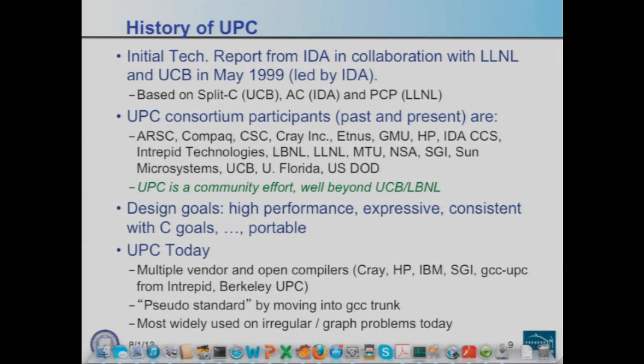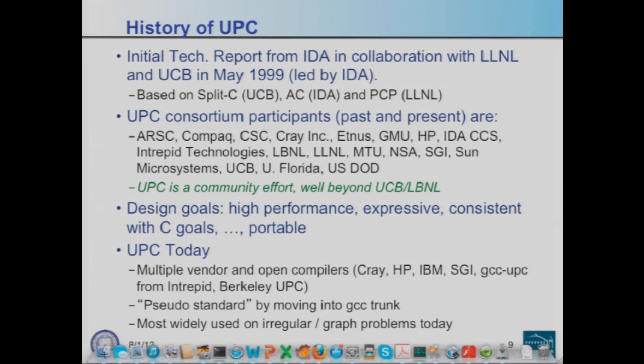And it was based on putting together 3 languages that had already been fairly popular, at least in the research community. One of them was Split-C from Berkeley. Another one was PCP, a language with probably the worst possible name, from Livermore, and AC, a language from IDA. So it was an effort to merge those because we had some experience with them.